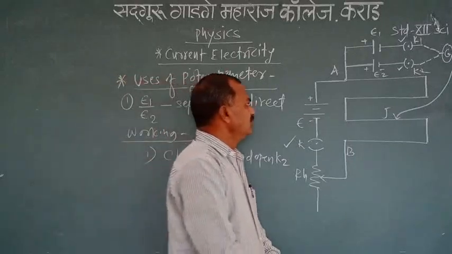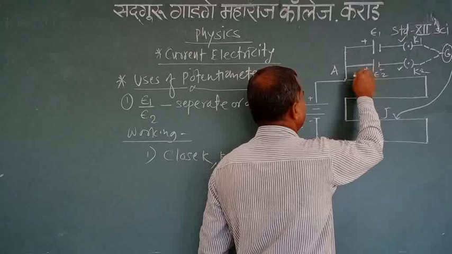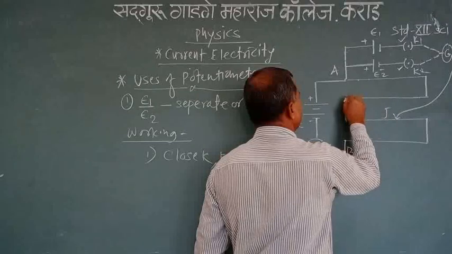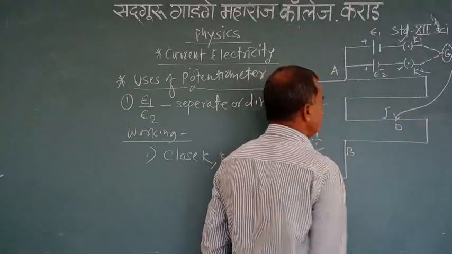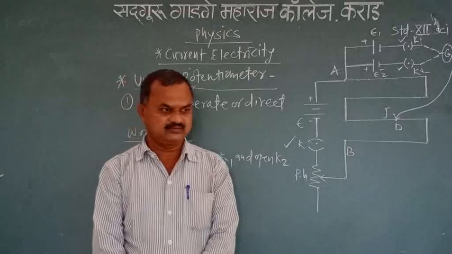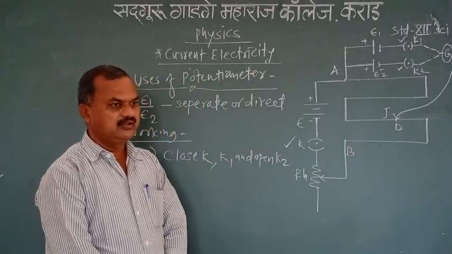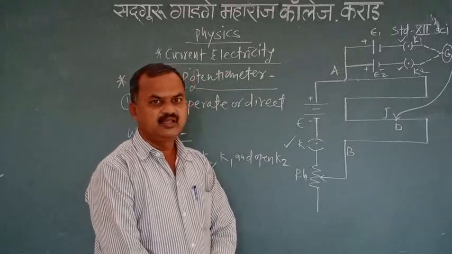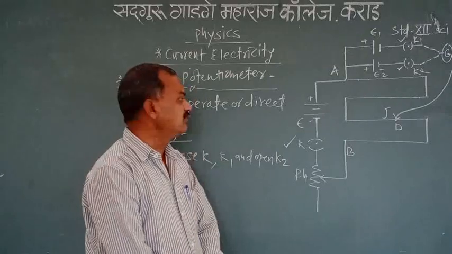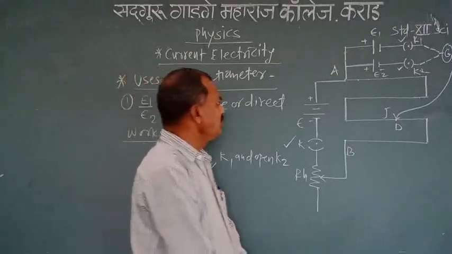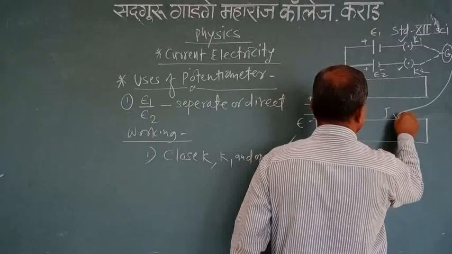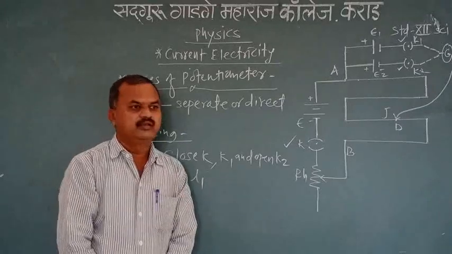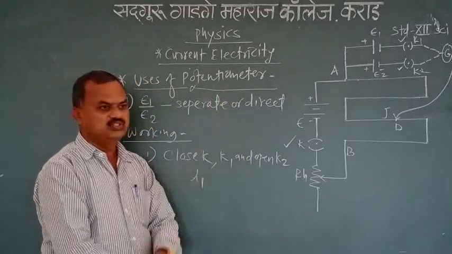Then tap the jockey along the wire like this. Obtain a point of contact D along the wire. The galvanometer shows a zero deflection or null deflection, and measure the balancing length of wire from point A to D as L1, at which galvanometer shows zero deflection.